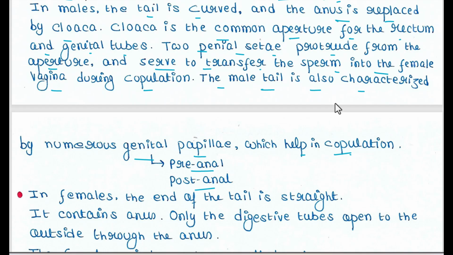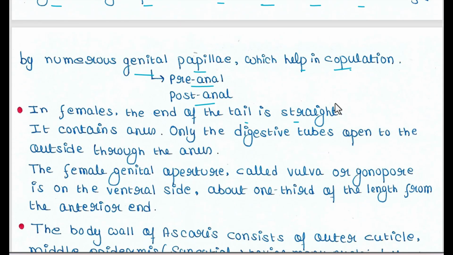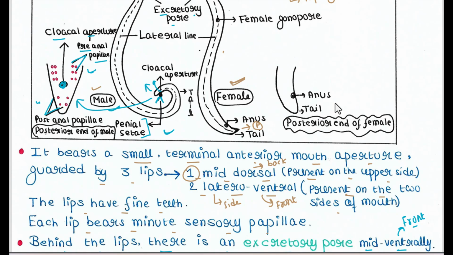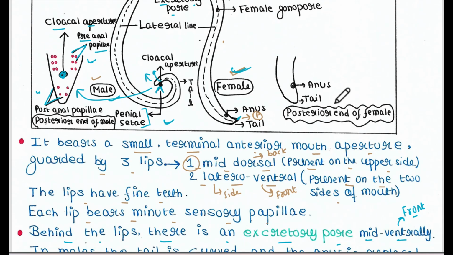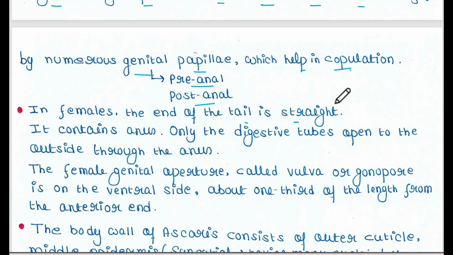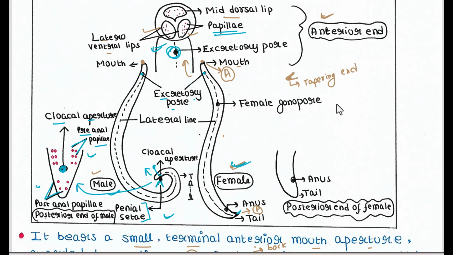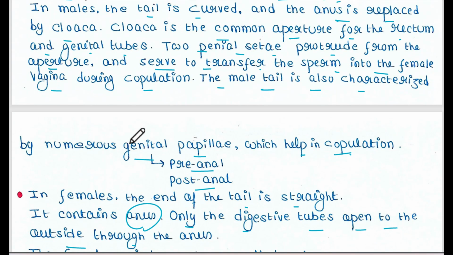Okay. Now in females, the end of the tail is straight. So this is the female structure and here the end is straight. It is not curved unlike the male. And it contains an anus. The female contains an anus. Only the digestive tubes open to the outside through the anus. So the female has an anus and through the anus the digestive waste comes out. This is also a difference between male and female. Males do not have an anus, they have a cloacal aperture, whereas the female has an anus.